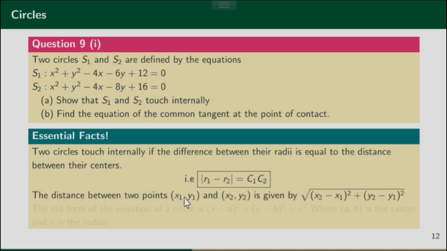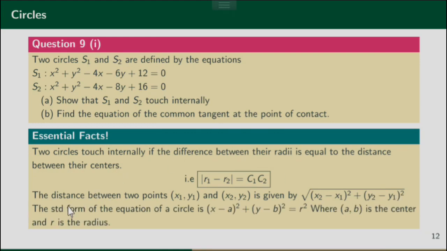And the distance formula is given by, let's assume that you want to find a distance between these two points, x1, y1, and x2, y2. The distance between these two points is given by the formula: square root of x2 minus x1 all squared plus y2 minus y1 all squared. And finally, the standard form of the equation of a circle is x minus a all squared plus y minus b all squared is equal to r squared, where (a, b) is the center and r is the radius.